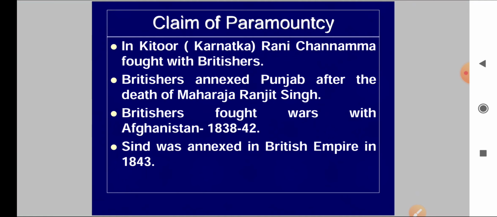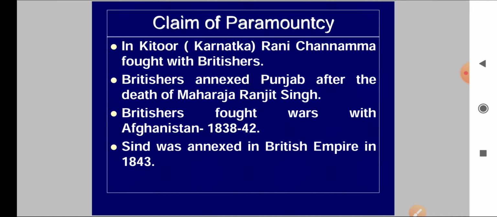one Indian state, Kittur, is there in the Karnataka region. So Rani Chinnamma was the queen of that region. The Britishers fought a war with her. She was finally arrested in 1824 and died in prison in 1829. The Britishers sent their forces to the Afghanistan region from 1838 to 1842 AD, and they established their indirect rule, company rule, in the Afghanistan region. In 1843 they occupied the Sindh region too.